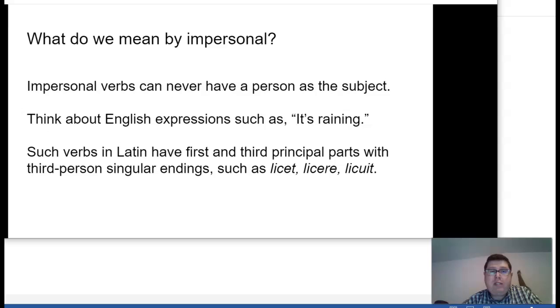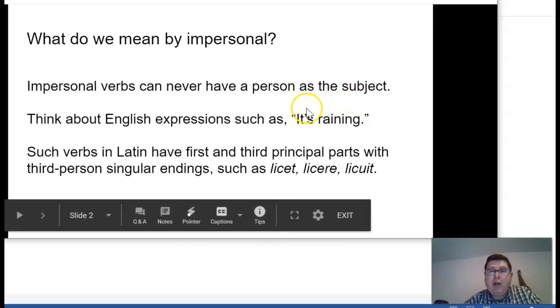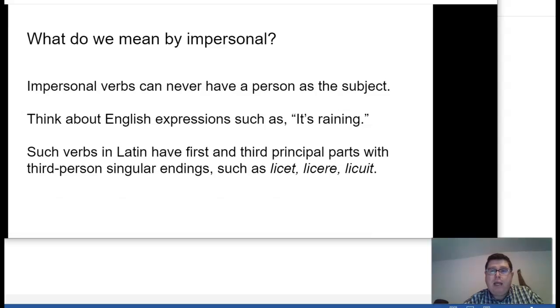Unlike English, where we say, think about a phrase such as, it's raining. This word it is kind of a placeholder. It's not a normal subject. One way you can pick out impersonal verbs in Latin is that the first and third principal parts are typically third person singular rather than first singular. And also an overwhelming amount of impersonal verbs in Latin are of the second conjugation.